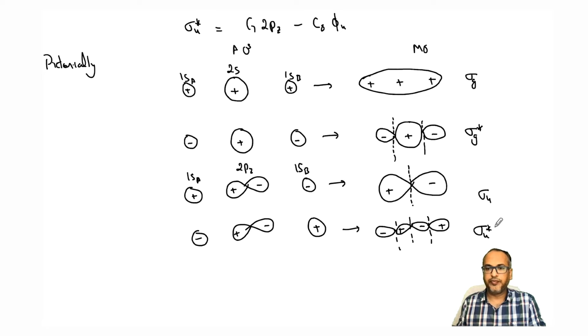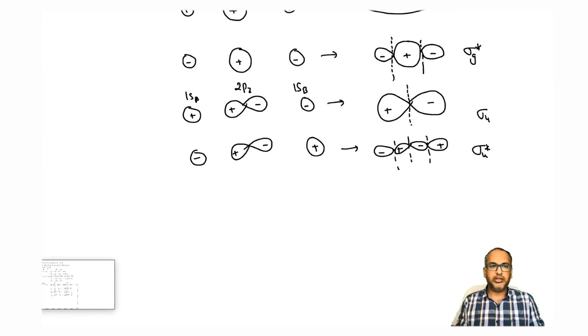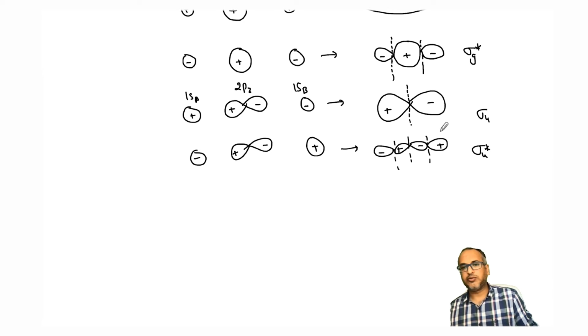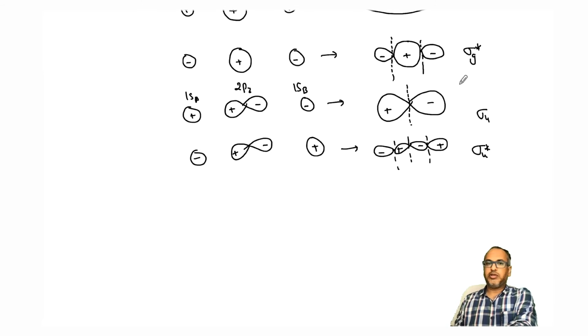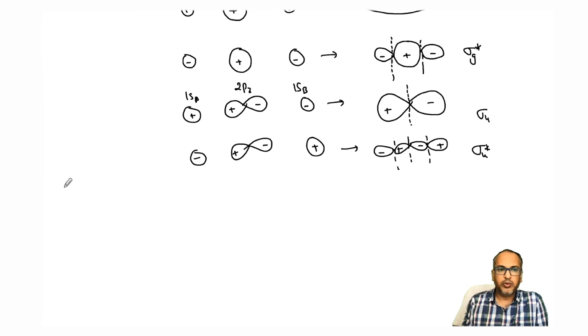Sigma u star. Okay. Now how do we arrange these in terms of energy? So we have got 4 molecular orbitals. 2 of them are bonding, 2 of them are anti-bonding, and then we will also have some non-bonding coming from 2px and 2py. So let's see how we arrange these. So MO theory beautifully describes the relative energy of these orbitals. So there are empirical rules. So we'll write down a few empirical rules.